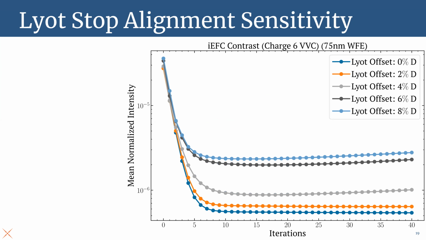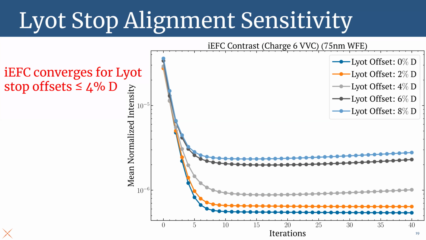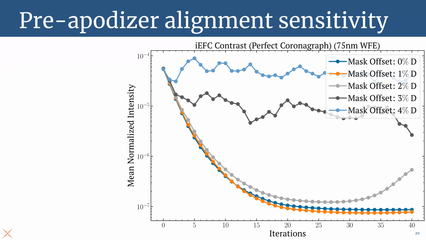I next examined Lyot stop alignment sensitivity, and somewhat unsurprisingly, iEFC is more resilient to misalignments at the Lyot stop, because ultimately what's most important with the coronagraph system is that your focal plane mask is perfectly aligned. If that's slightly off axis, you end up with a lot more light leaking through your system.